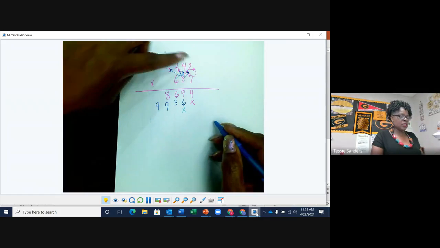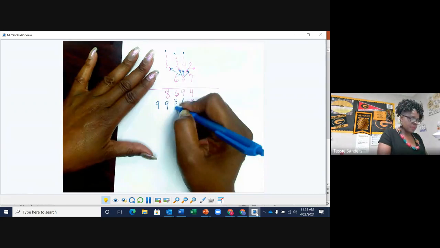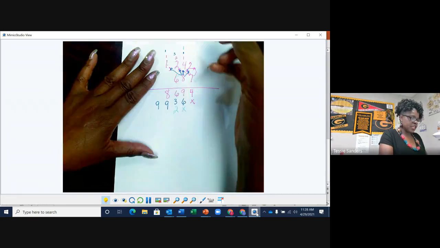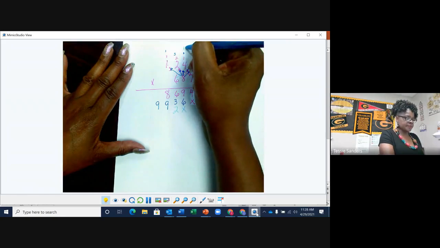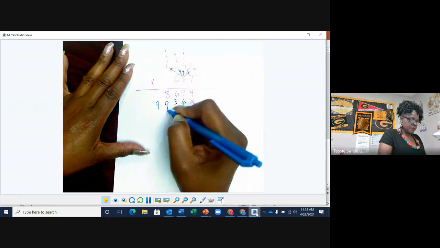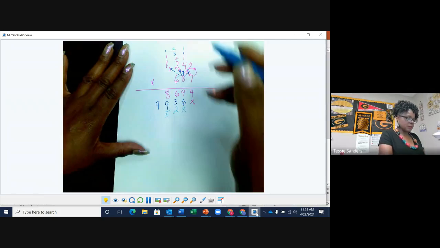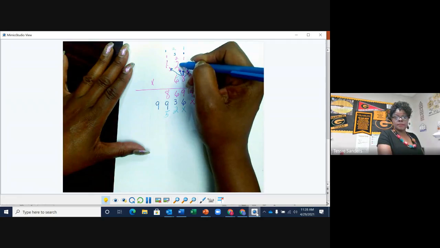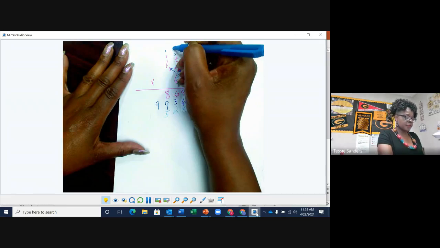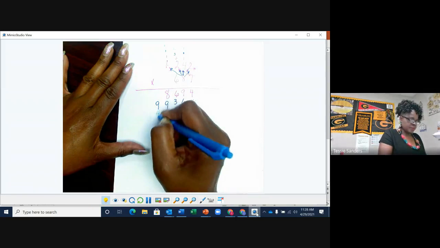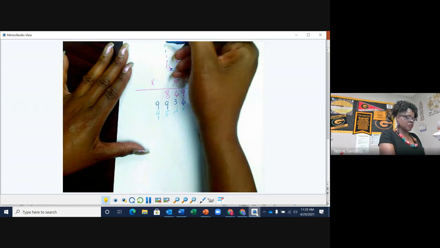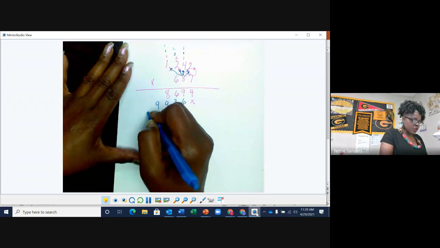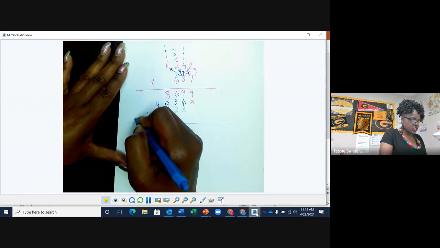6 times 2 is 12. 6 times 4 is 24. 24 plus 1 is. 6 times 2 is what? 12. 12 plus 2 is. 6 times 1 is, and 6 plus 1 is, that is where we went wrong. We went wrong in computation.